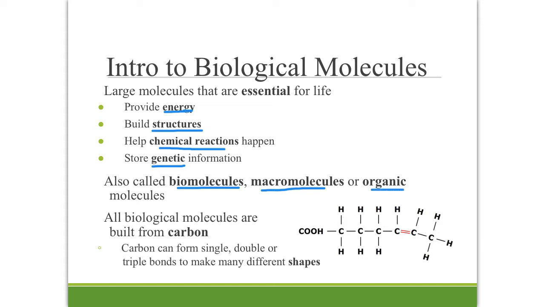All biological molecules are built from carbon, and carbon is important because it can form single, double, or even triple bonds to make molecules of many different shapes. And when it comes to living organisms, the shape of the molecule really is important for the function of that molecule, and of course the function of the molecule is what allows life to keep happening.